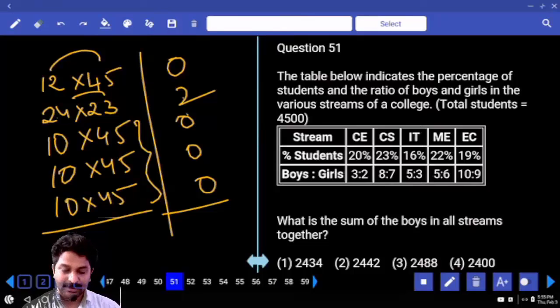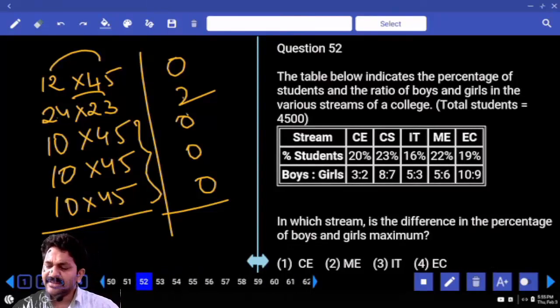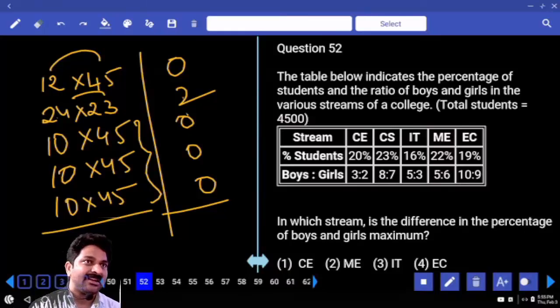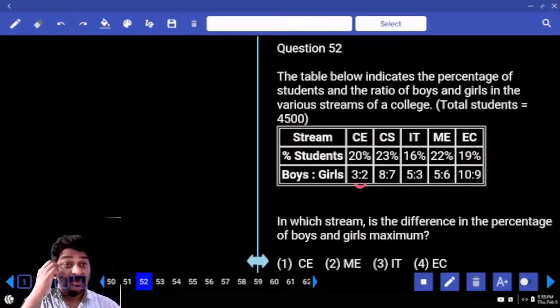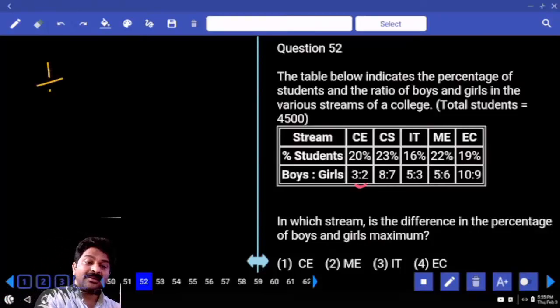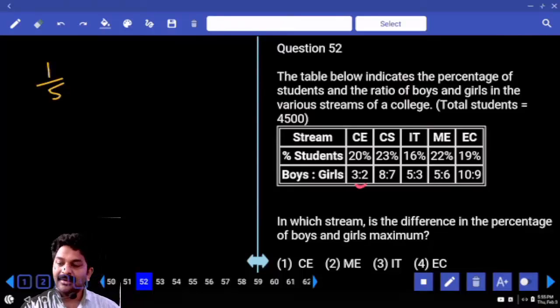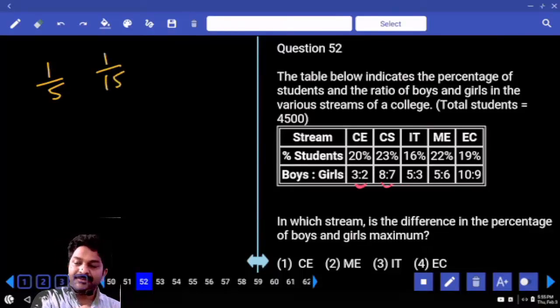Over? Right. Next. In which stream is the difference in the percentage of boys and girls maximum? Right. So this is about percentage only, not in terms of a number. So how many parts do we have in total? Difference? That is 1/5 only. Here the difference? 1 out of 15.